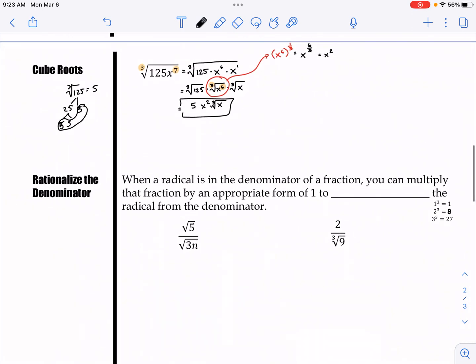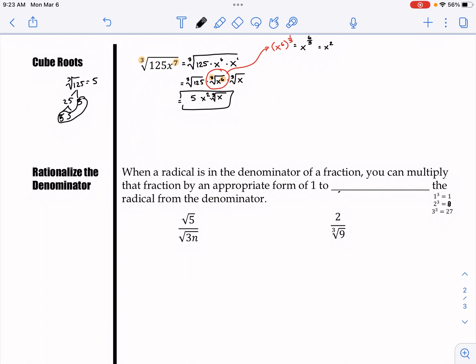So what does it mean to rationalize the denominator? Now, a rational number means fraction, so it deals with some type of fraction. When a radical is in the denominator of a fraction, you must multiply that fraction by an appropriate form of 1 to eliminate the radical from the denominator.